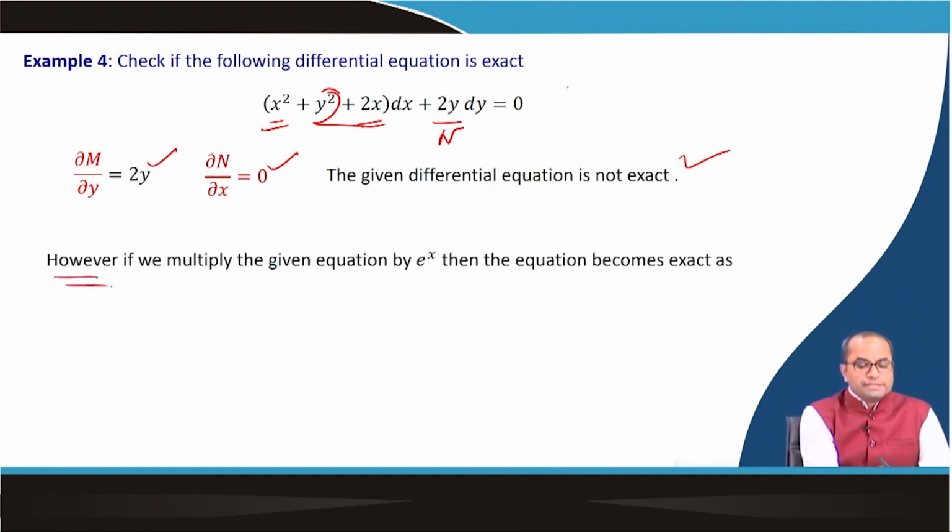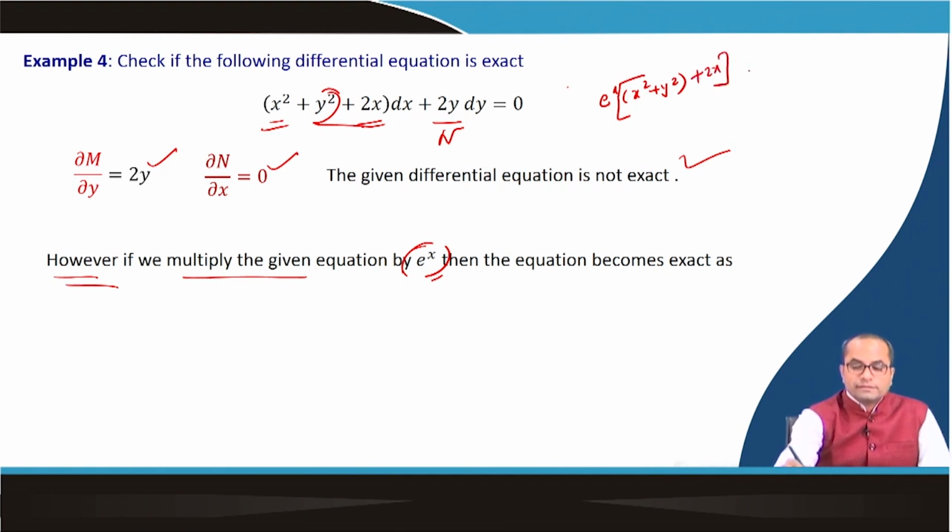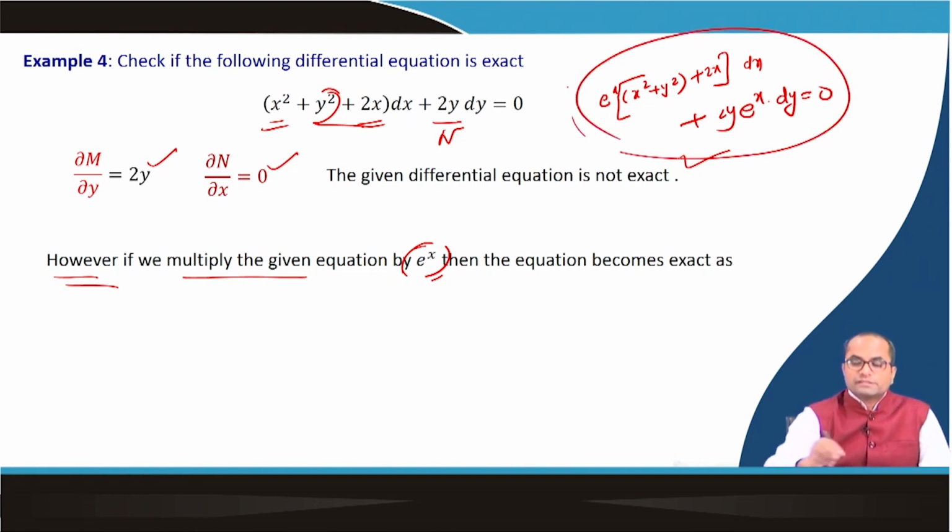Now, what we realize is that suppose we multiply the given differential equation by this e^x, what will happen to the differential equation? So, our differential equation will become e^x (x² + y² + 2x) dx + 2y e^x dy = 0. This is the new differential equation if we just multiply both the sides by e^x.